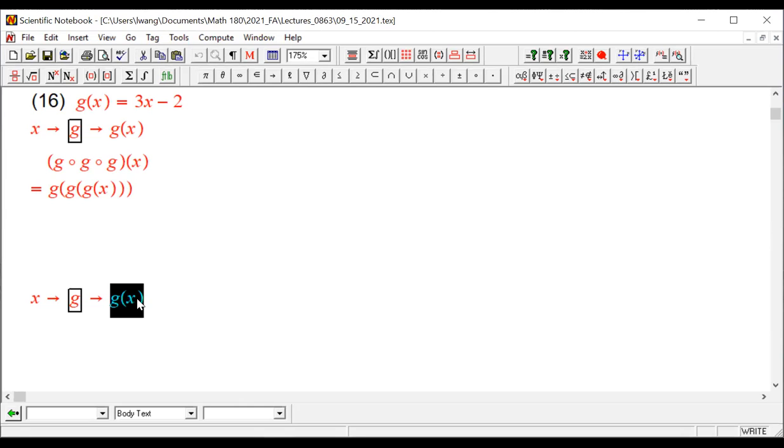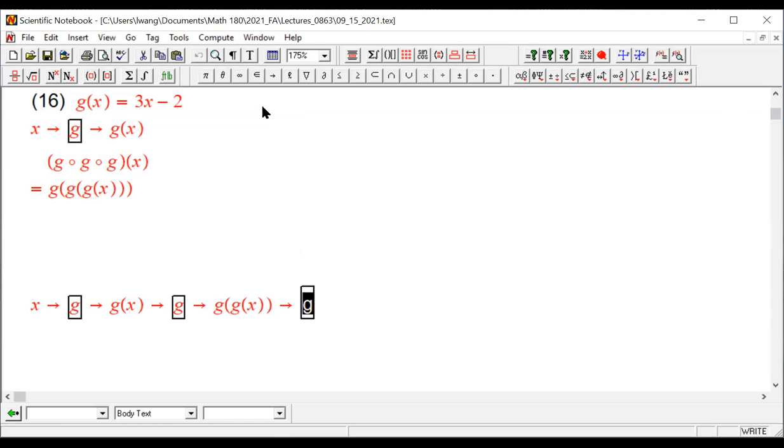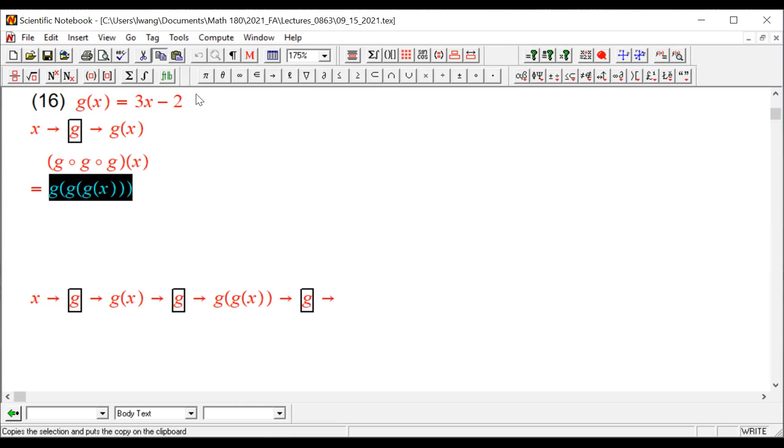And this produces the output, and this output will be given to the next layer. So this is given to G again. It's still the same rule, but the input is different. It's G of X. So coming out, you're going to get G of G of X, and this is going to serve as input for the outermost layer G. One more time, and it produces the final G. So that's the flow chart.